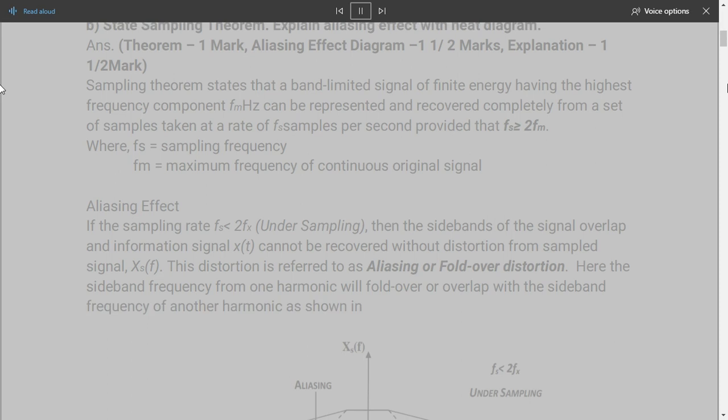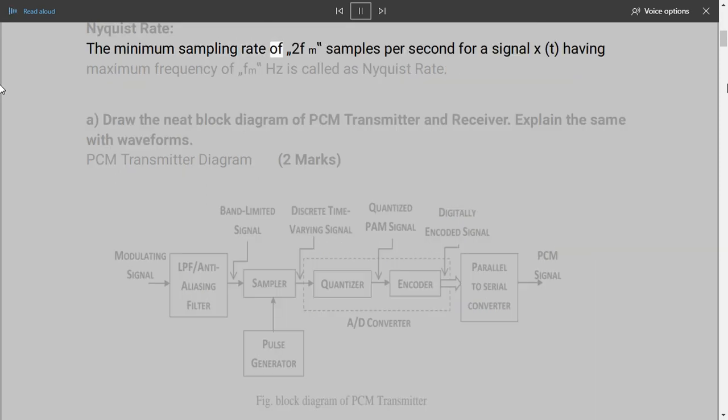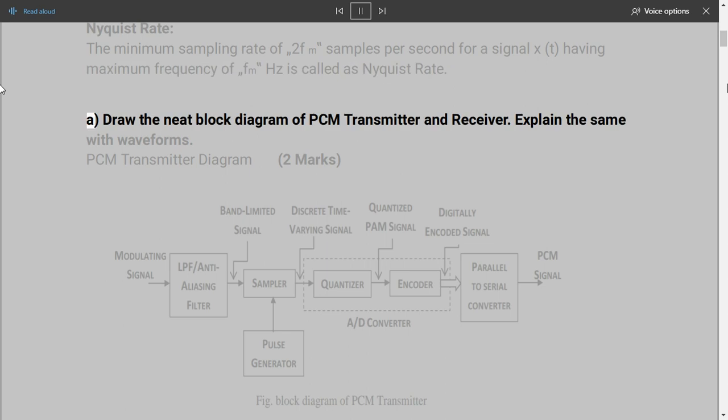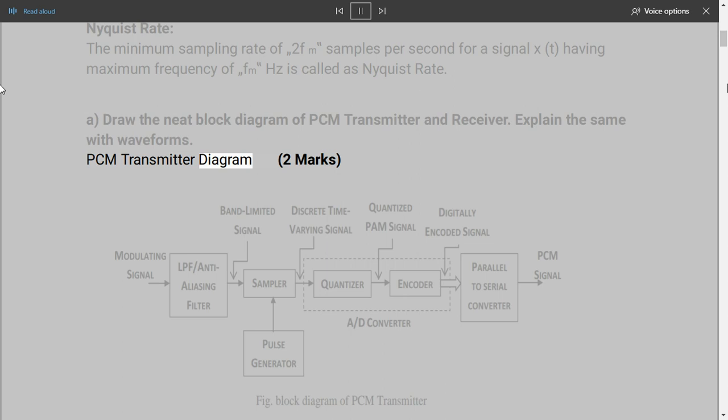Nyquist rate. The minimum sampling rate of 2fm samples per second for a signal x(t) having maximum frequency of fm Hz is called the Nyquist rate. A. Draw the neat block diagram of PCM transmitter and receiver. Explain the same with waveforms. PCM transmitter diagram, 2 marks.